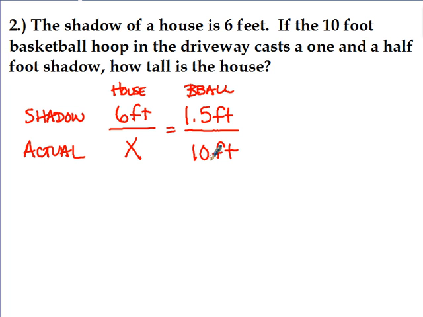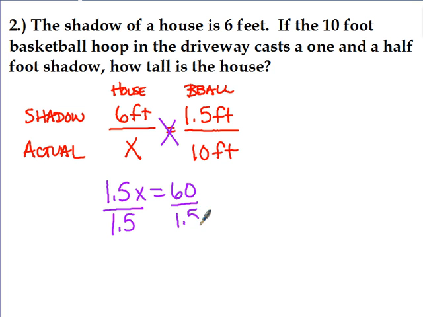Now, I can cross multiply from here. So I get 1.5x equals 60, 6 times 10. Divide both sides by 1.5. And x is 40. And remember, everything was in feet, so this is in feet as well. So the house is 40 feet high.